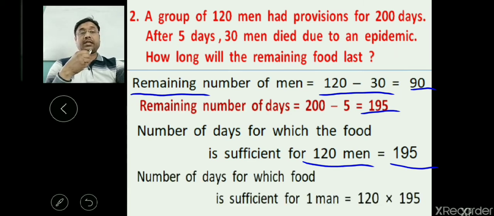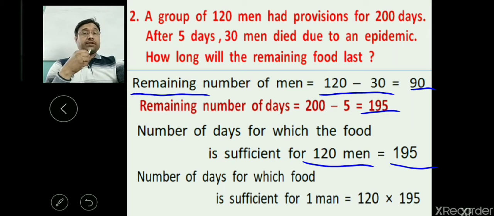So we will say the number of days for which the food is sufficient for one man. First you are going to find the value for one man here, and for that you will not divide, you will multiply, because it is inverse variation between the number of men and the number of days in which the provision will last.